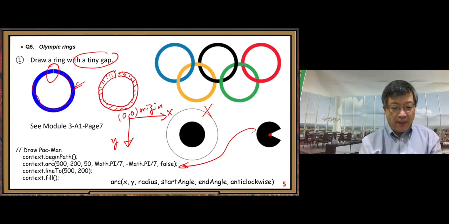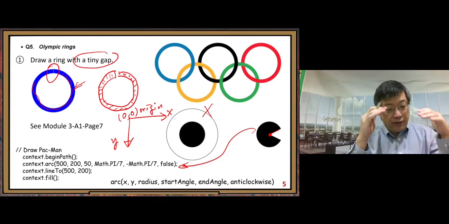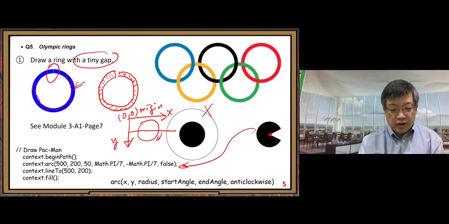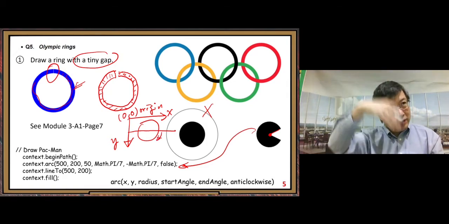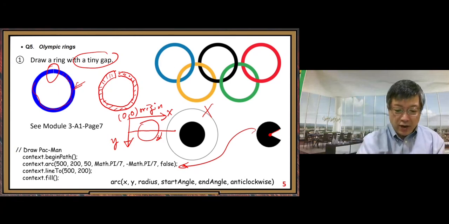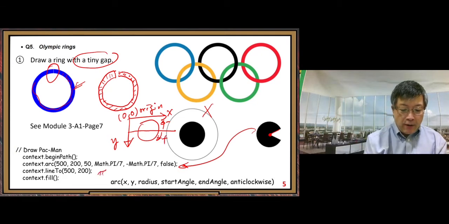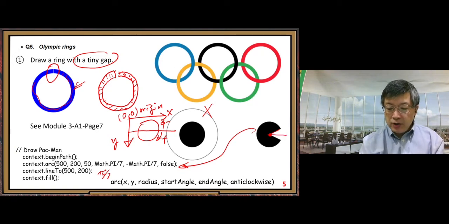All right. Then radius 50 pixels. Then Math.PI over 7, the start angle. In the circle, the positive angle starts from going down. Going down, that's the positive angle. Going up, that's the negative angle. Negative, positive. So pi over 7 positive. So this is pi over 7 positive.